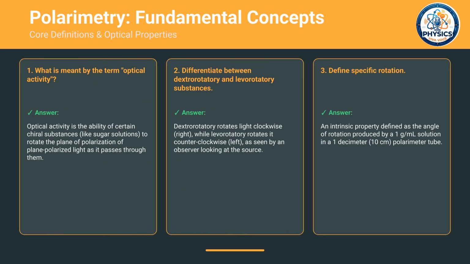Here are some core definitions. Optical activity is the ability of chiral substances to rotate plane polarized light. Dextrorotatory substances rotate light clockwise, while levorotatory substances rotate it counterclockwise. Specific rotation is an intrinsic property defined by the angle of rotation for a 1 gram per milliliter solution in a 1 decimeter tube.